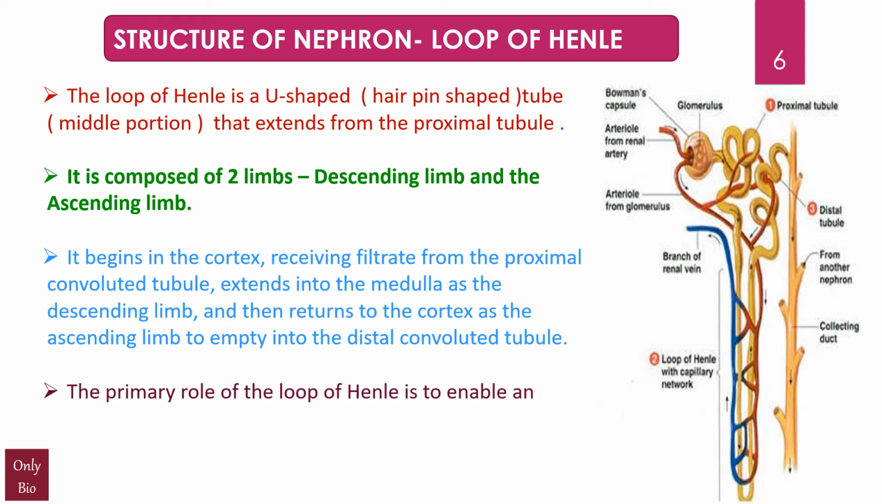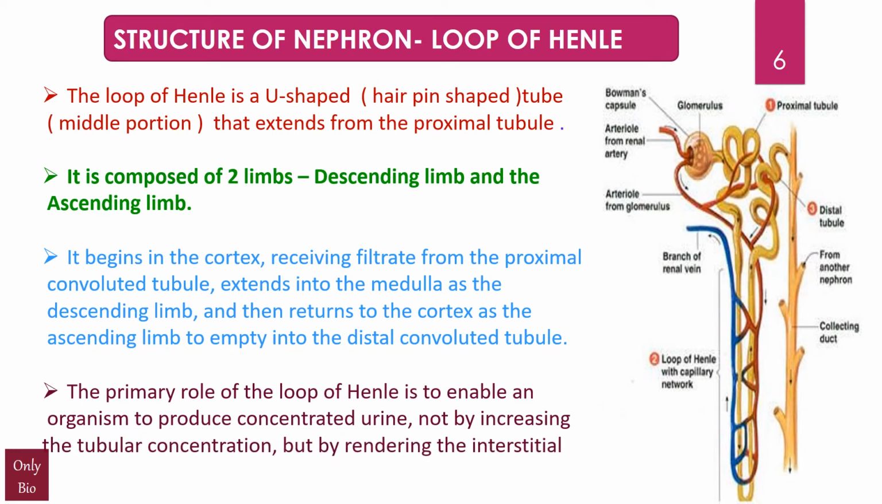The primary role of the loop of Henle is to enable an organism to produce concentrated urine not by increasing the tubular concentration but by rendering the interstitial fluid hypertonic. Very, very important point worth noting.